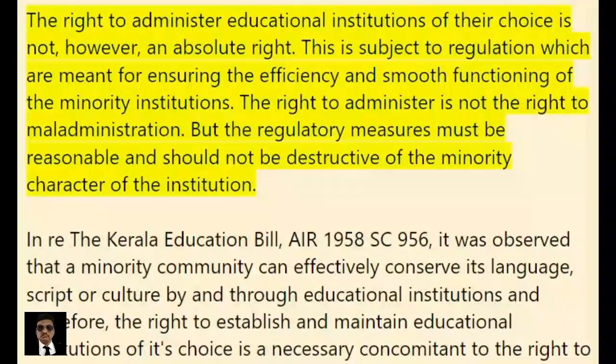The right to administer educational institutions of their choice is not, however, an absolute right. This is subject to regulations which are meant for ensuring the efficiency and smooth functioning of the minority institutions. The right to administer is not the right to maladminister. But the regulatory measures must be reasonable and should not be destructive of the minority character of the institution.